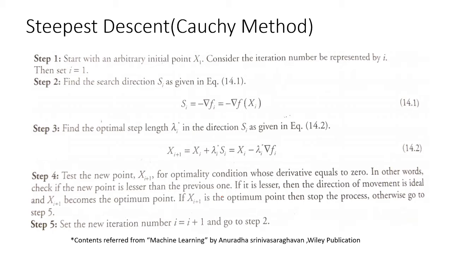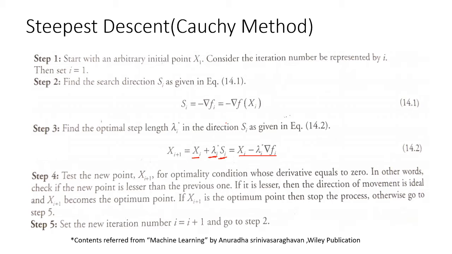X of I plus 1, the next step from our current step, is equal to Xi plus lambda I times Si. So here Si represents the direction, lambda I represents the length we are supposed to move, and Xi is the current place. From our current position we need to move lambda I length in the direction of Si. So that is equal to Xi, the current position, minus lambda I times delta f. And delta f is represented again with this formula.